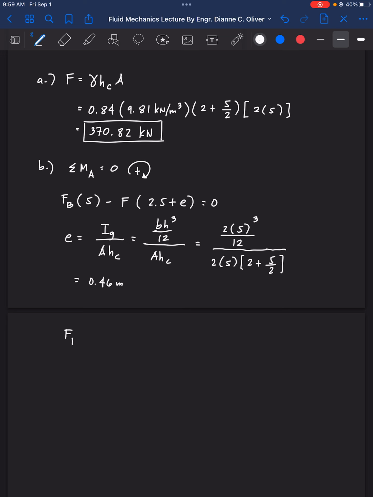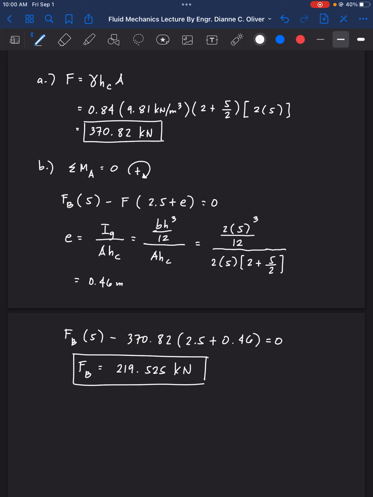Substitute the value here in our equation. We have FB times 5 minus the force 370.82 times 2.5 plus 0.46 equals 0. So F sub B is now equal to 370.82 times 2.5 plus 0.46 divided by 5. So that is equal to 219.525 kilonewton.